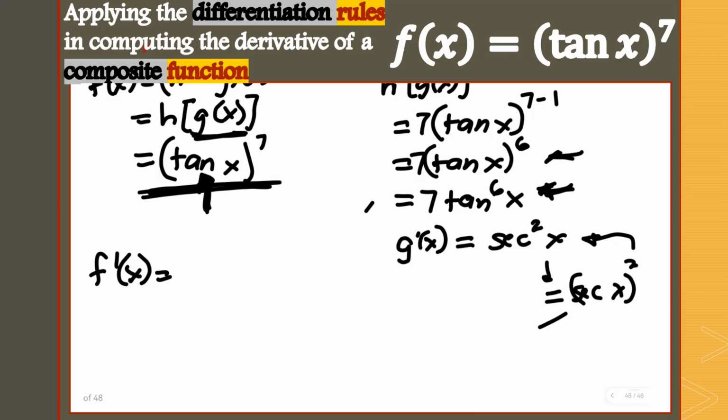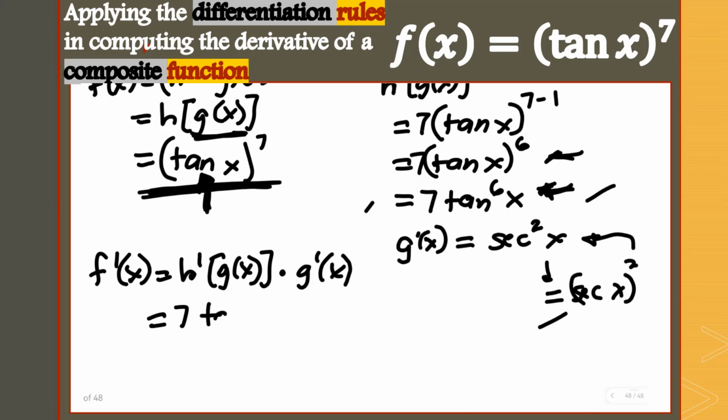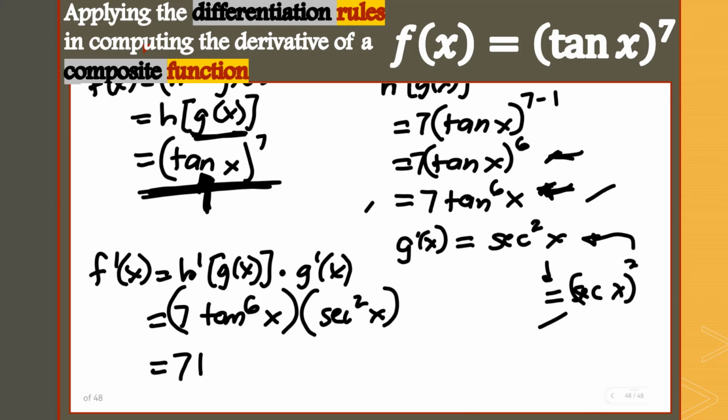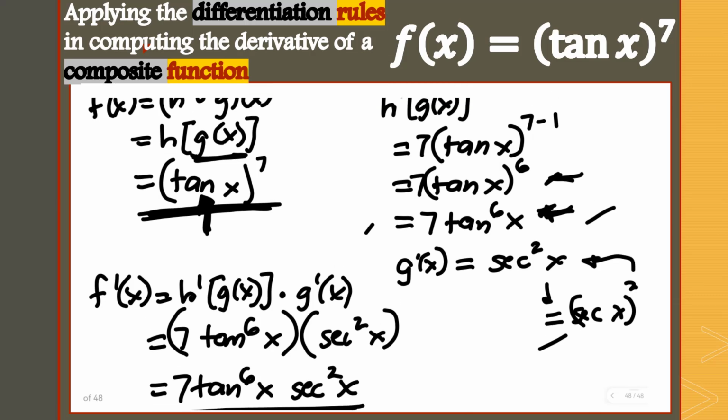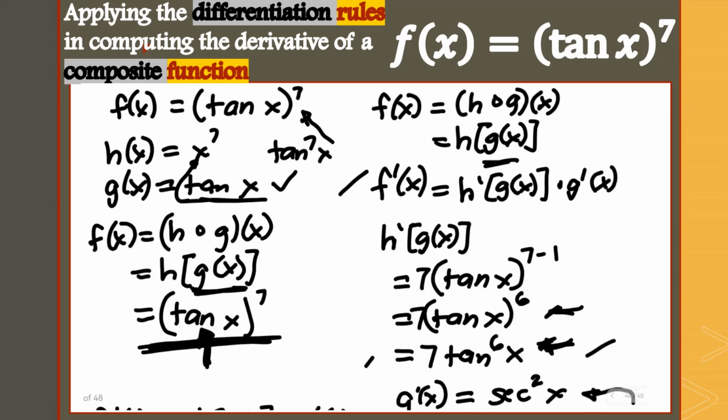The chain rule, or the rule in differentiating composite functions. The derivative of the entire function, you will have 7 tangent to the power of 6 x. These are all to be multiplied by g prime of x, which is the secant squared of x. Simply removing the grouping symbol, you will have 7 tangent 6 x and secant squared of x. This is already okay, and this is the result for differentiating the given function. Again, be very familiar with the composite function and the chain rule as the formula as it is.